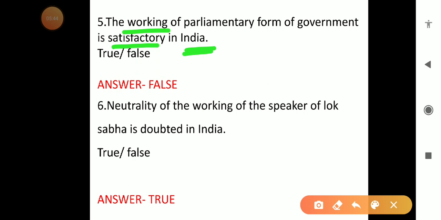So far, we have not been able to raise consciousness among the people. Also, good public opinion has not been formed. So the statement is false.